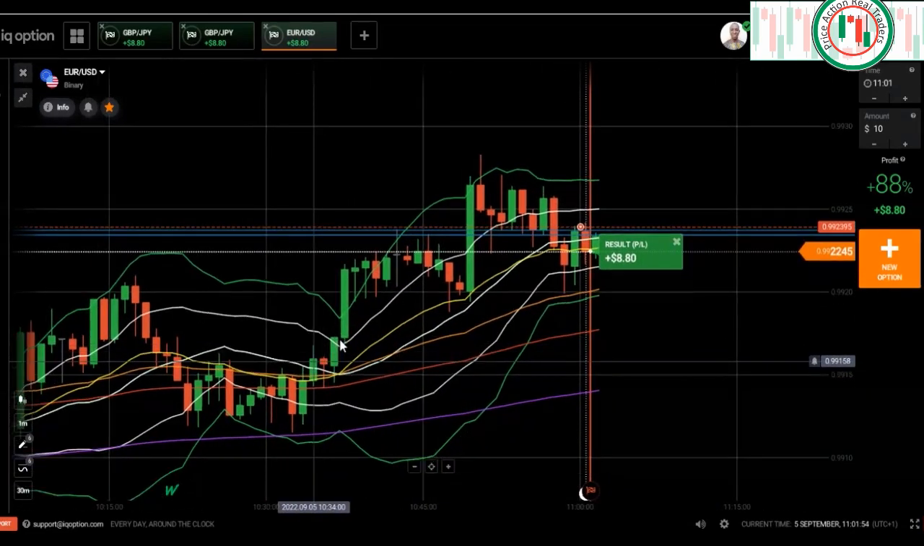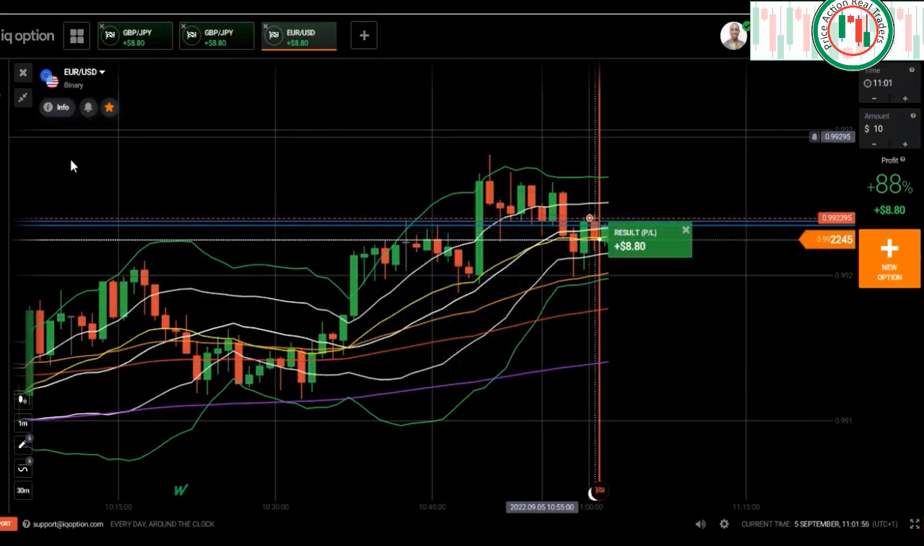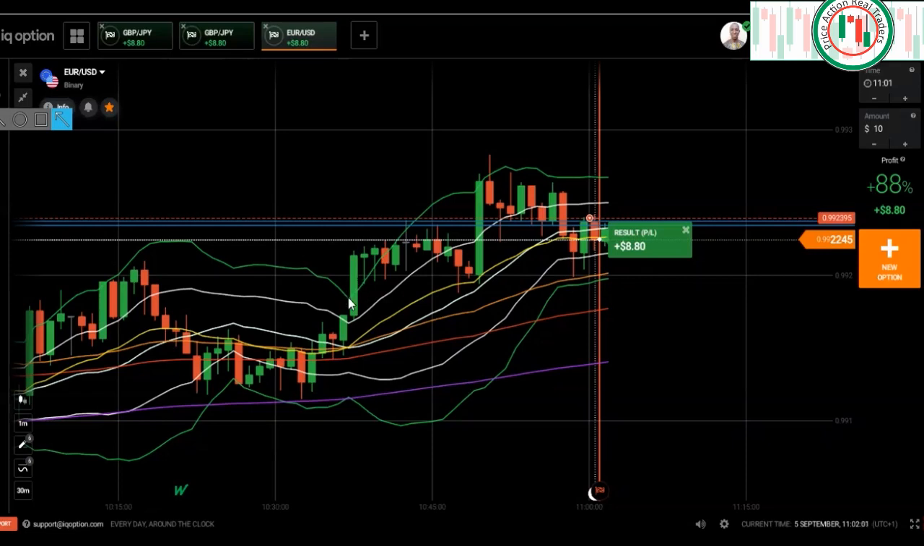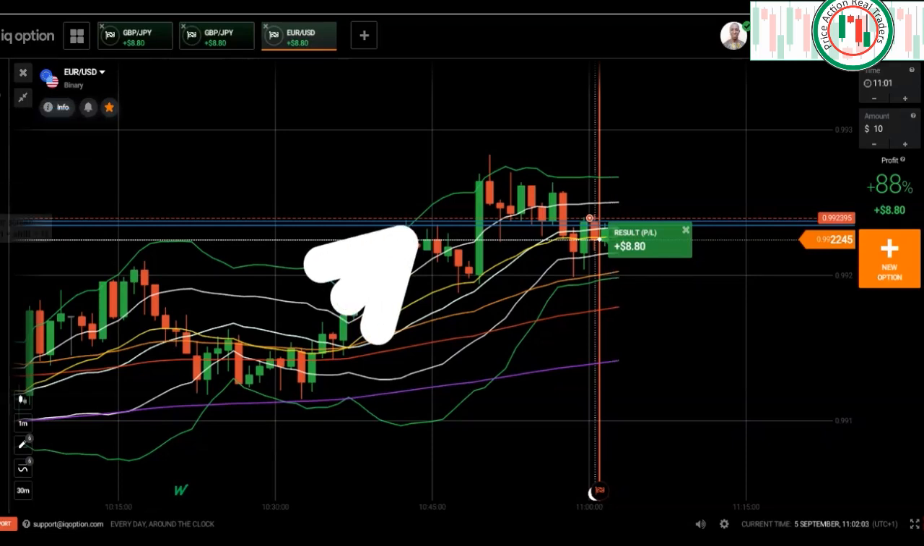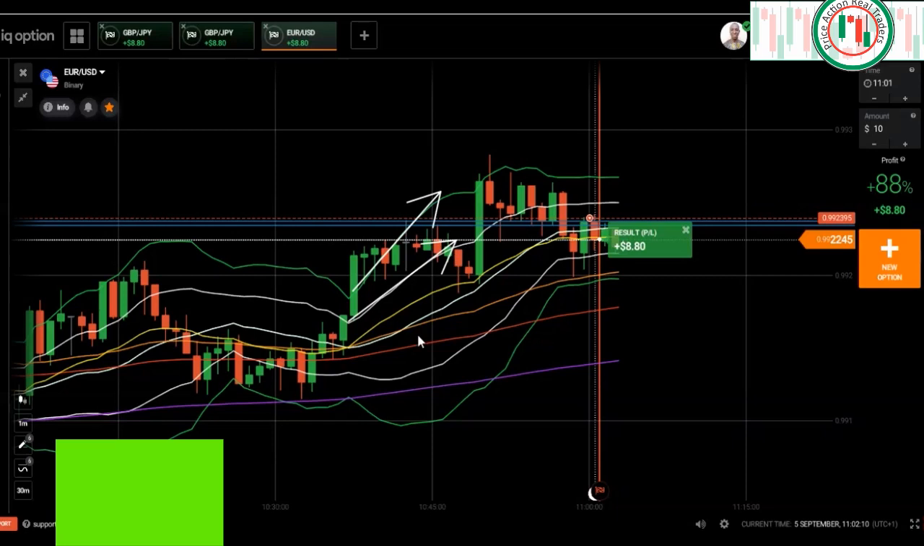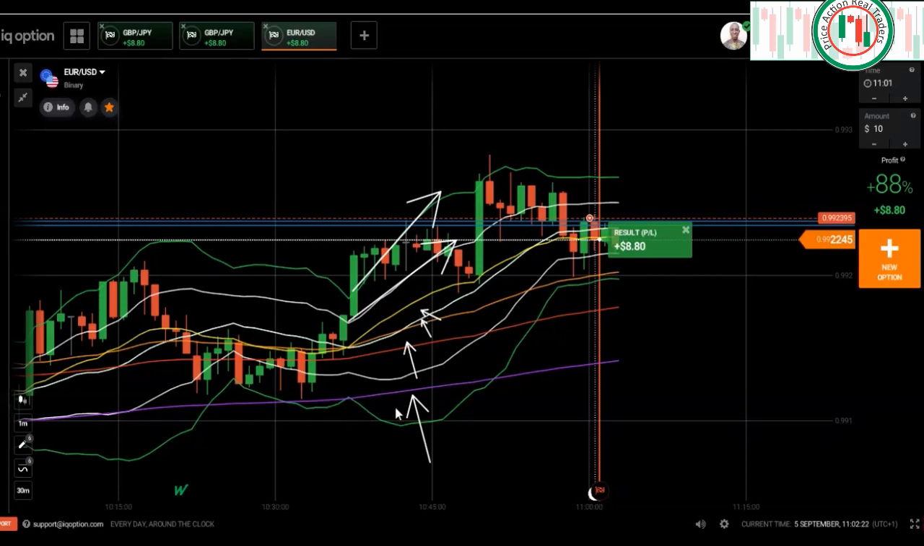You see here, Bollinger showed that we are in a strong uptrend here. This Bollinger showed that we are in a strong uptrend. Strong uptrend based on Bollinger, strong uptrend based on EMA. You see, EMA alignment 200, 100, 50, 20, and Bollinger, all of them are pointing up. So here is a very, very strong uptrend.